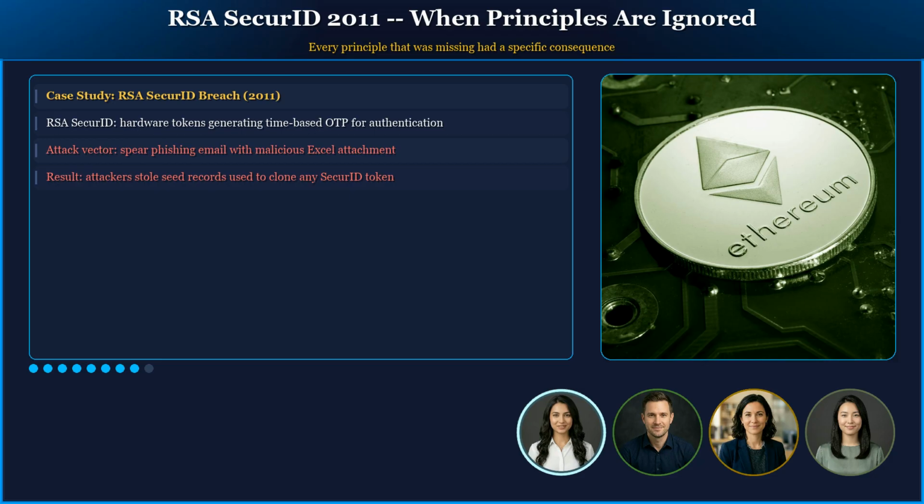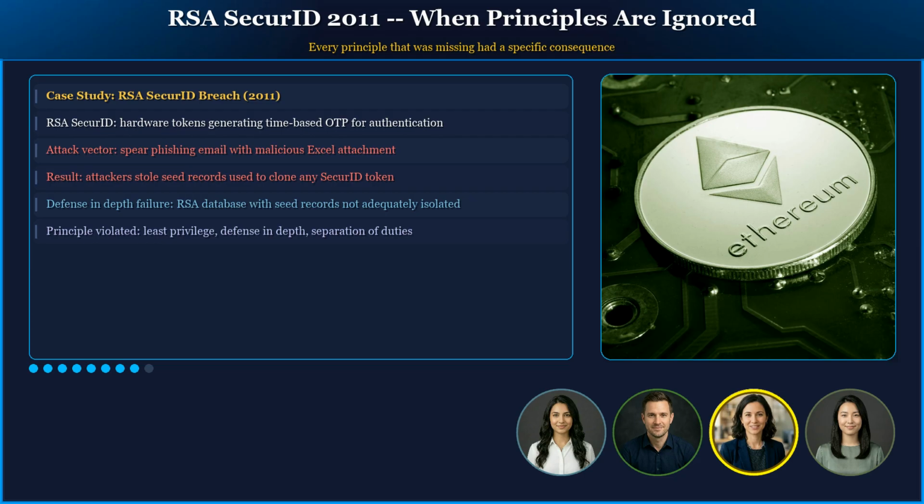Defense in depth failure. A single phishing success should not have provided access to the organization's most sensitive cryptographic secrets. Least privilege failure: the compromised account had access to systems it did not need to reach the seed database. Had privileges been tightly scoped, lateral movement would have hit dead ends. Separation of duties failure: the seed records should have required multiple party access to retrieve.